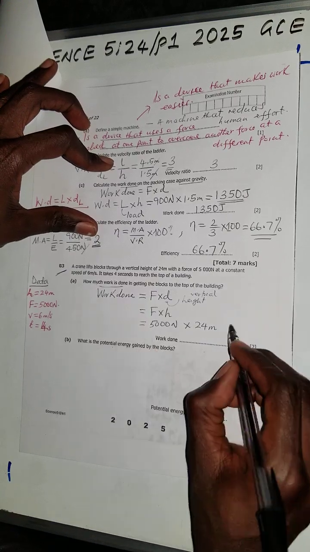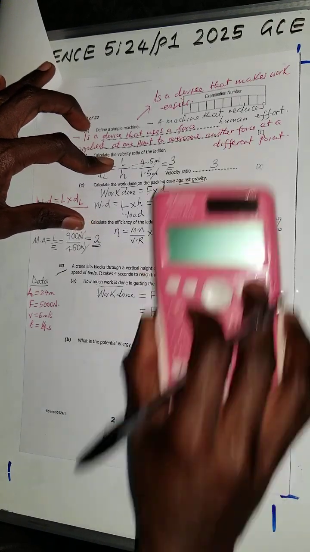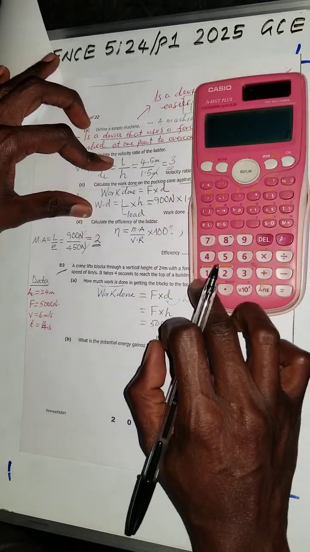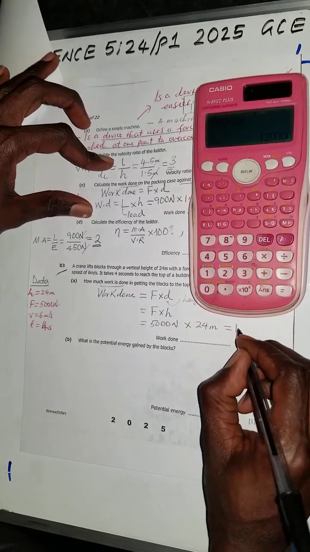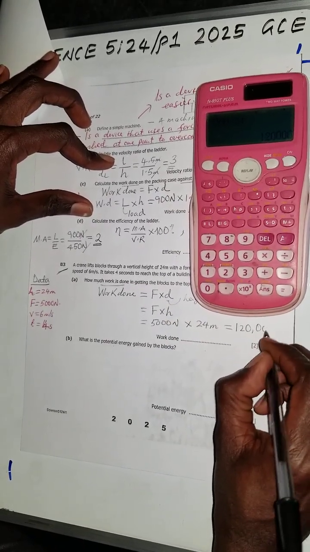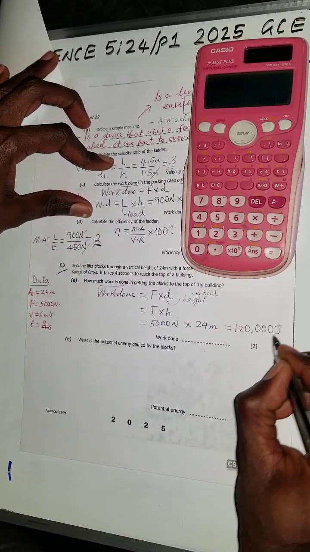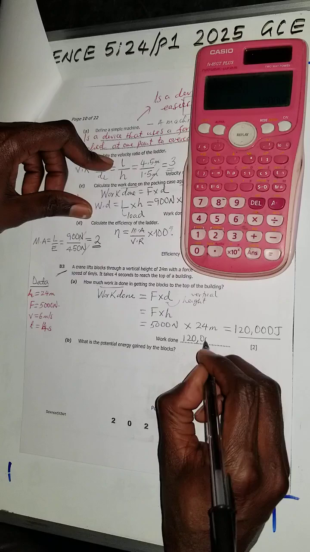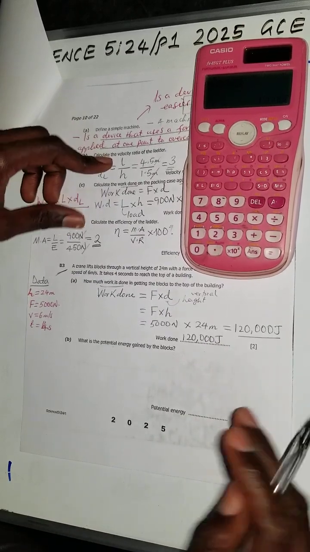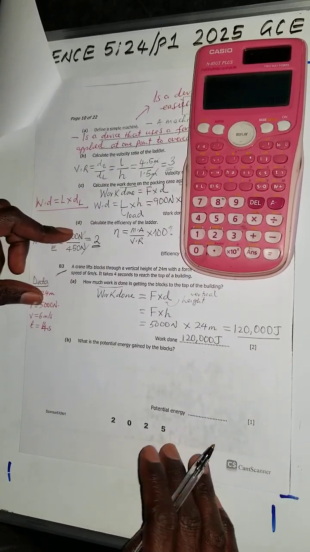So when you multiply that, what is that going to give us? It is going to be 5,000 multiplied by 24. It is going to give us 120,000. This is work, and work is measured in joules. So therefore you replace it there, 120,000 joules, and that was your 2 marks that you needed to have.